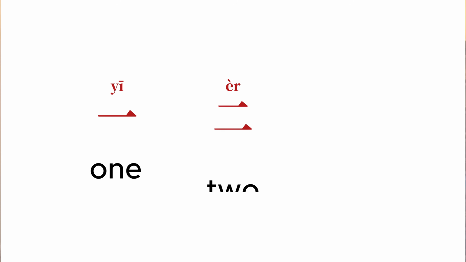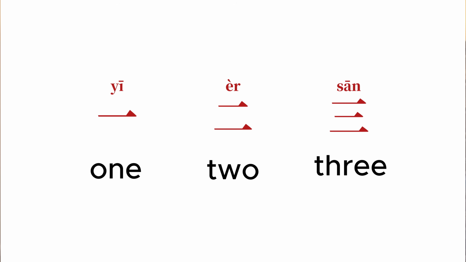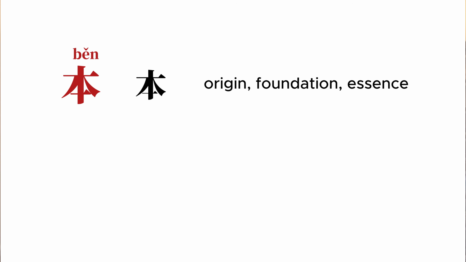Even numbers like 1, 2, 3 are based on this idea. So do you know how to write character 4, 5? How about 6? The character 本 is made of the tree character with a line at the base, pointing to the roots of the tree. It means origin, foundation, or essence.